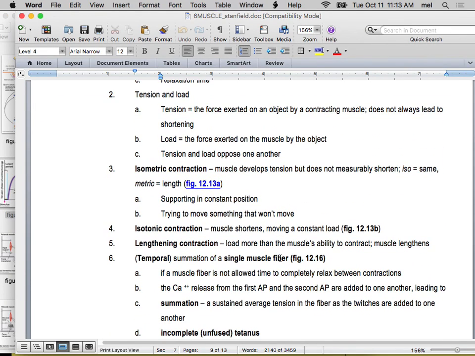So now let's talk about a couple of different things. Before we get to how whole muscles contract, I need to define tension and load and talk about how they're related to one another. Tension is the force that is exerted on any object by a contracting muscle. So if you contract your abs with me right here, just contract them, okay?